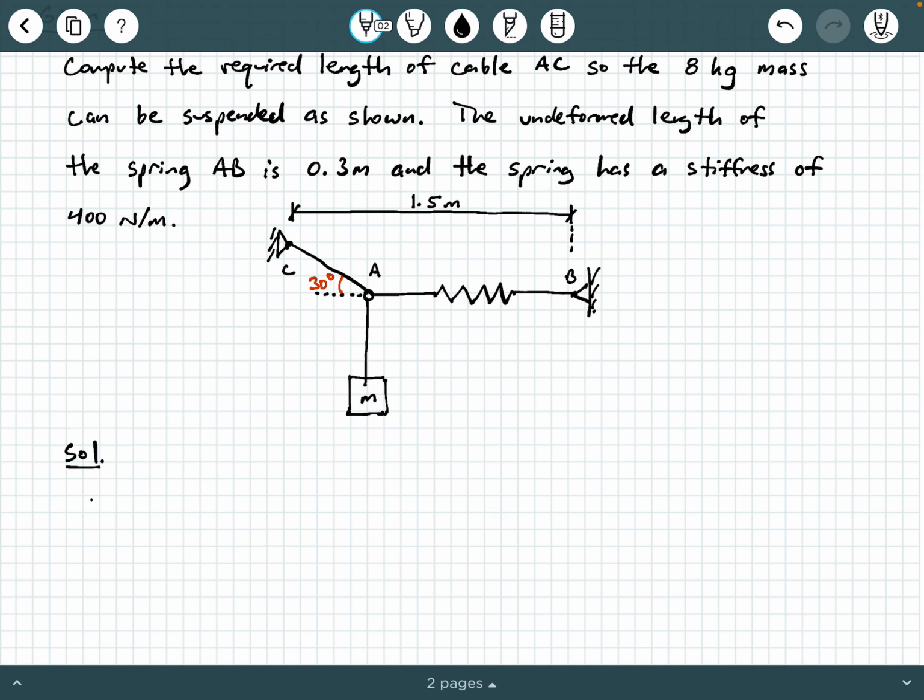The first thing I'm going to do is get the weight of that mass. It was given to us as 8 kilograms, but we sum forces, not masses. So we say 8 kilograms times 9.81 meters per second squared, and you should get a value of about 78.5 newtons. Remember, a kilogram times a meter per second squared gives you a newton. So what do we do now?